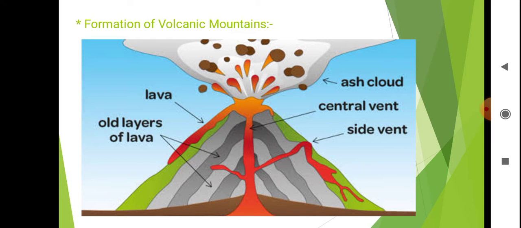Mount Kilimanjaro in Africa and Mount Fujiyama in Japan are the examples of volcanic mountain. Understood? So student, today we discussed landforms and the different landforms, exogenic force, endogenic force, the mountains and the different types of mountains and formation of mountain.